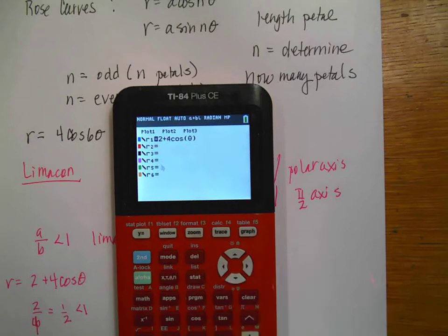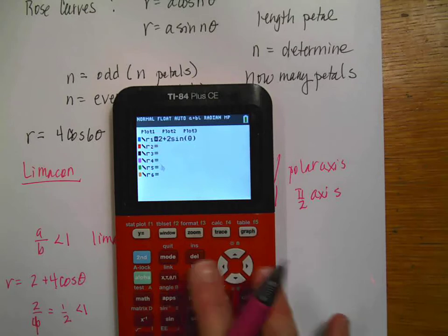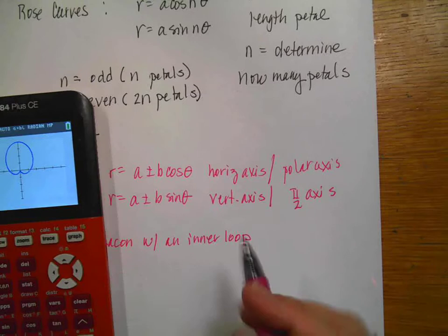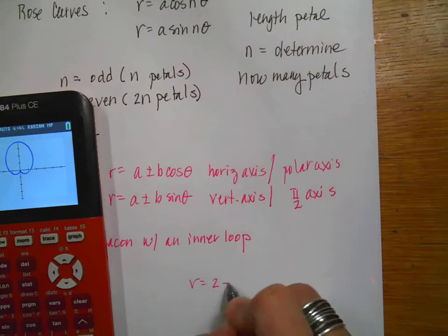So just because we can, if I wanted to change my equation to be 2 sine theta and graph it. Okay, so again, I entered an equation that should be symmetric about the polar axis, or sorry, the vertical axis. Okay, so here's my limacon. All right. So it's kind of a cool looking limacon, but notice there's no inner loop on this one.